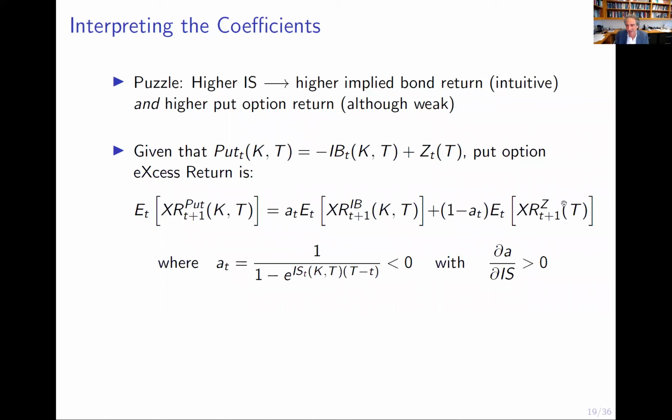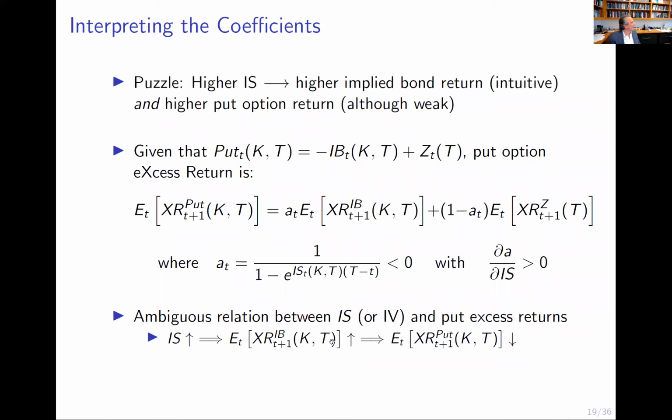Well, a put option is a portfolio of zeros and implied bonds, where this is negative, this is positive. However, the weights are not constant. And that's what happens. Essentially, there is an ambiguous relation between implied spread or implied volatility and the put excess returns. Higher implied spread may increase bond returns, as happened in corporate bonds. On the other hand, this would imply a lower put return because it's a negative sign. So everything else equal, that would push it down because this is negative.